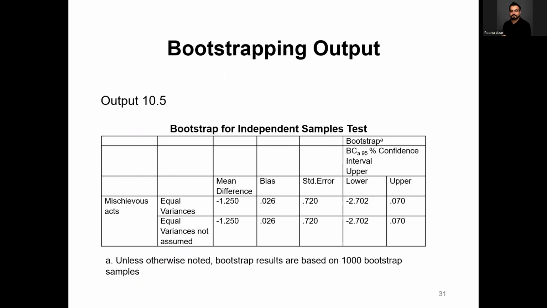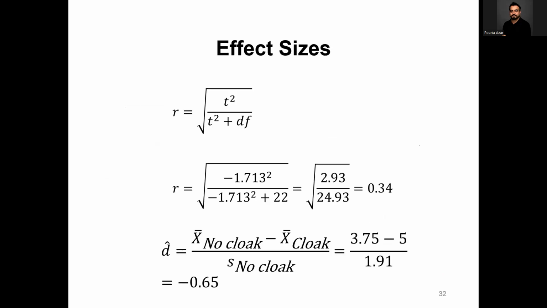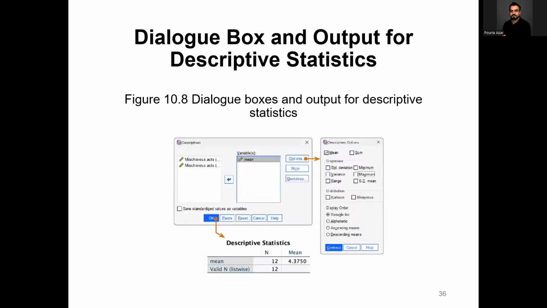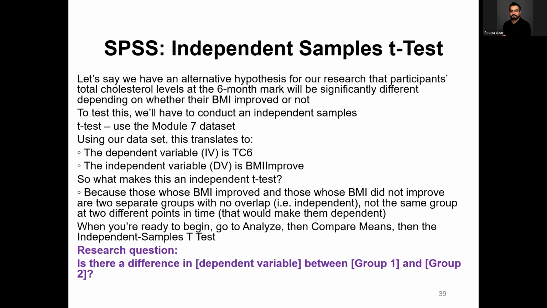Bootstrapping is kind of advanced statistics, so I'm going to skip this, but I just put it here for your information if you are interested. I can calculate effect sizes, and these are two different effect sizes I can calculate. So I have rho, and that's the formula, and I have D, and that's the formula for that. I'm going to skip this one too, because I want to show you how to do that.